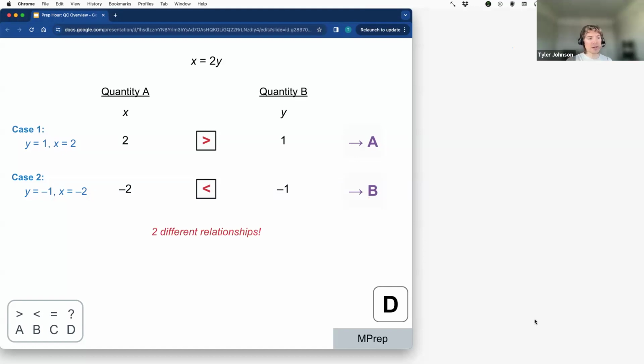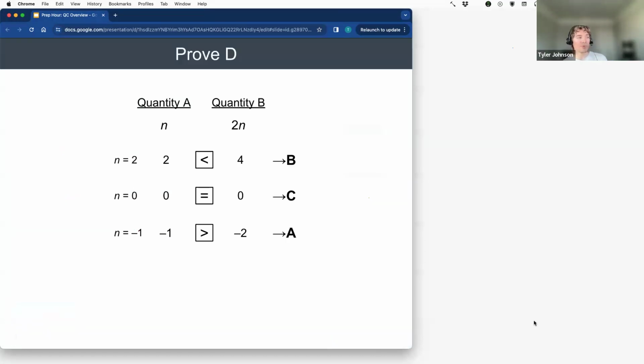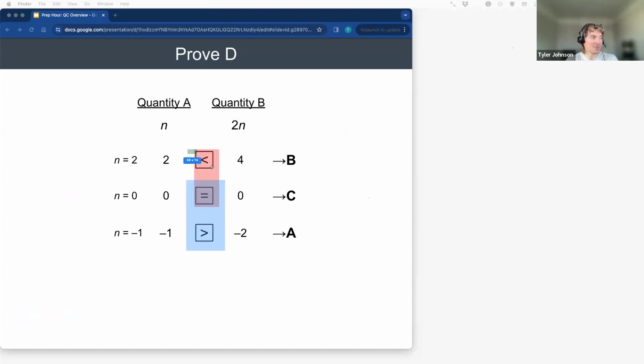And this idea right here, as soon as you get two different relationships, the answer is D. We often call that proving D for quantitative comparisons. So in this example, as long as you find two, it could be any two relationships. You don't have to find all three possibilities. As long as you find two, your work is done. You've proven that the answer must be D at that point, and you can move on from the question.